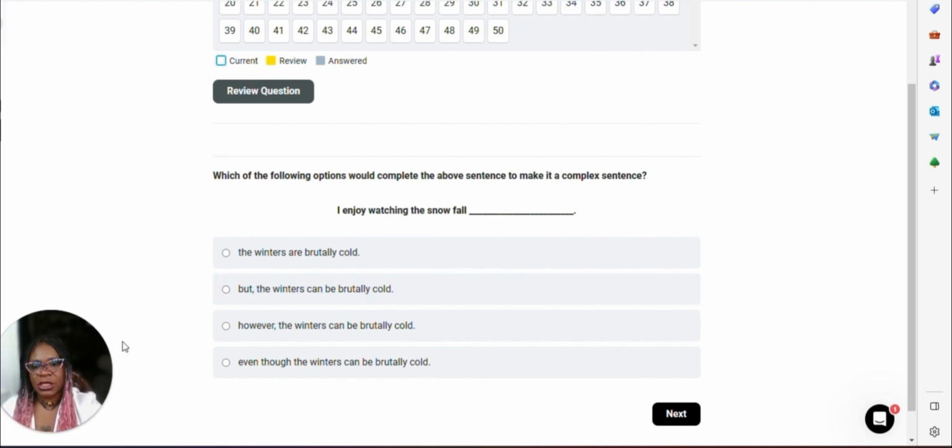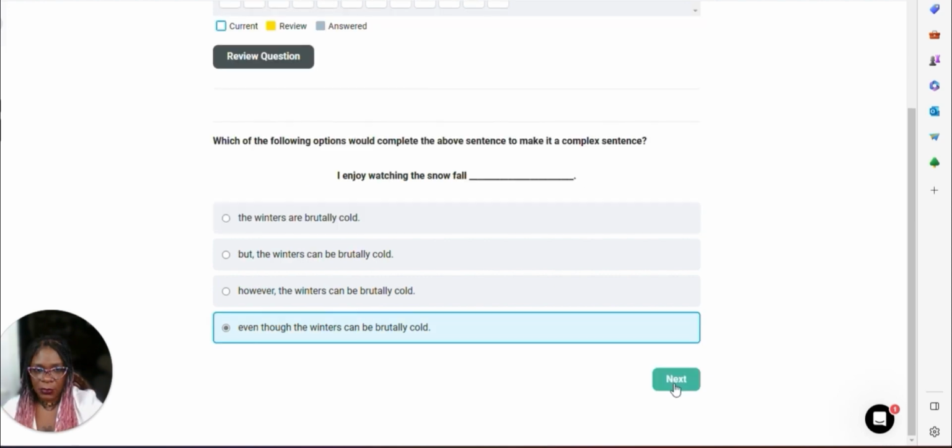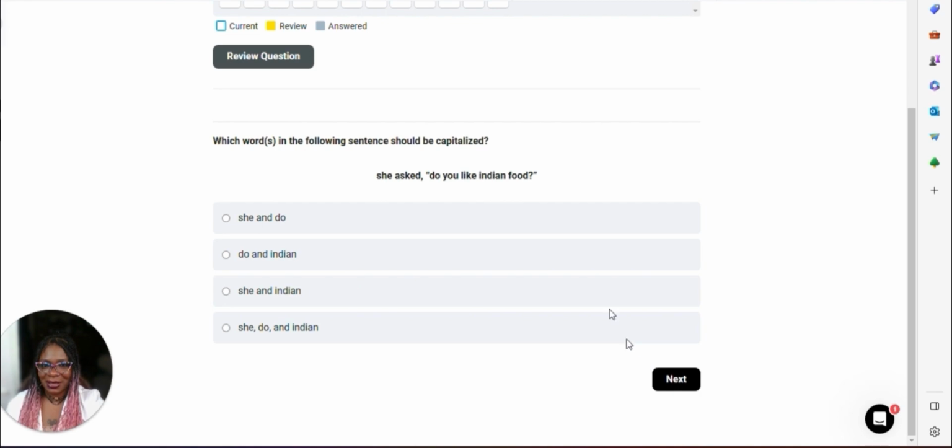The answer for this one we're going to go with is: I enjoy watching the snowfall, even though the winters can be brutally cold. So the reason why the answer is even though the winters can be brutally cold versus the others is that this option will make the sentence a complex one since it has a subordinating conjunction, which is even though, and a dependent clause. So let's move on to the next question.